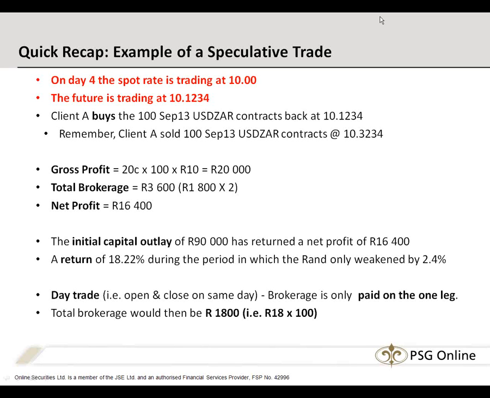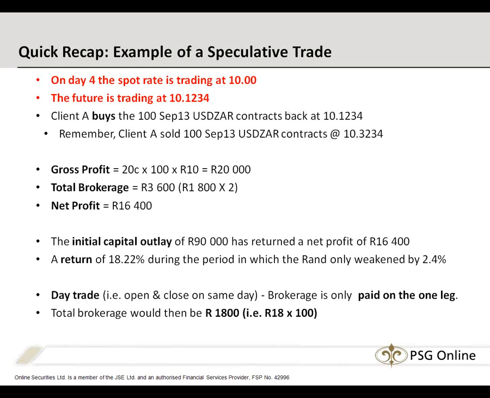Okay, so let's go back to our example here. On day 4, the spot rate is now trading at 10 Rand. Remember, he bought it at 10.32. The future is now trading a bit lower, because remember, you were expecting the rand to get stronger. So he goes and buys back the contract. Remember, he sold it at a higher price. Now he's buying it back at a lower price, so he makes the difference. He buys the contract back at 10.12.34, and that's where the difference comes in.